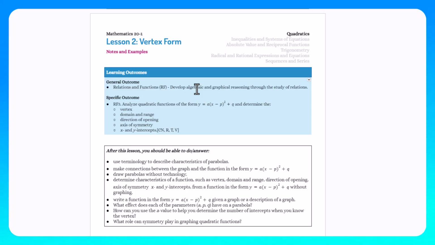Hello everyone, welcome to Math 20-1, Lesson 2, Vertex form. We are still in the Quadratics unit. In this unit, we are going to be looking at a different form for quadratic functions called vertex form.